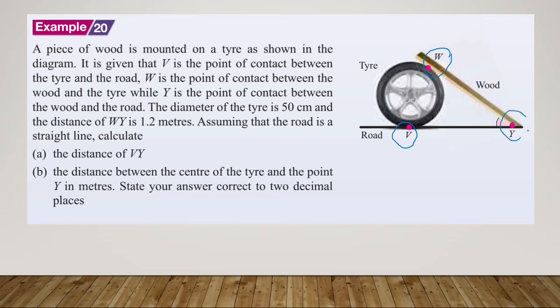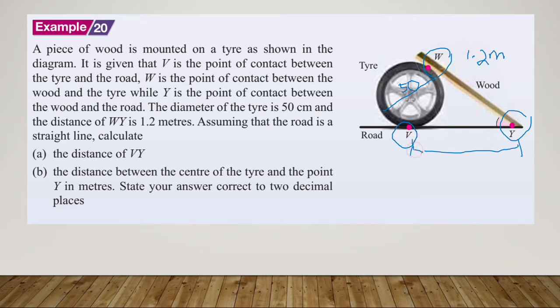This one. The diameter of the tire is 50 centimeters, so diameter is 50, which means the radius is 25 centimeter, right? And the distance of WY is 1.2 meter. This one, 1.2 meter for W to Y. Assuming that the rod is a straight line, calculate the distance of VY. So we have to calculate the distance over here.